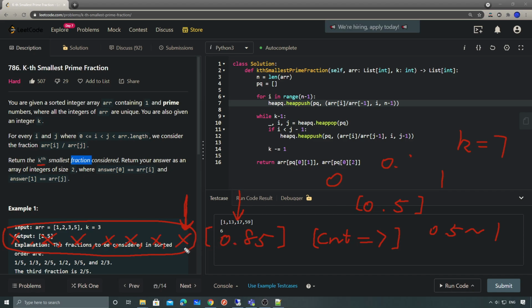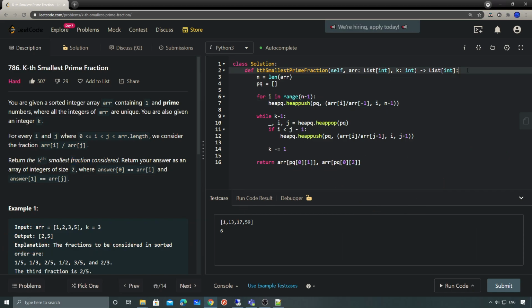To do that, while we're doing the binary search, we can just maintain the pair that is the closest one compared to the current threshold. Once we have found that, we can simply return that value. I'll try to explain a little more how we can maintain these pairs while I'm writing the code here.